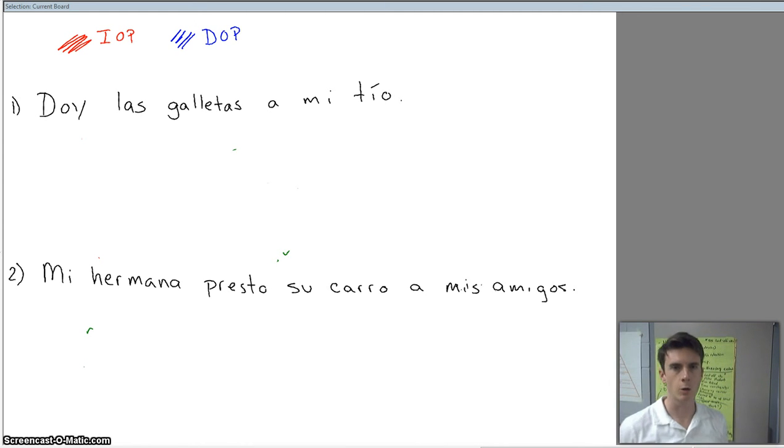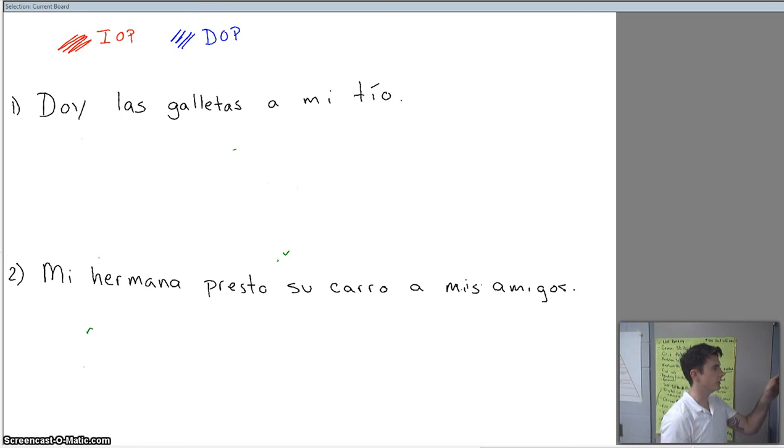identify our IO, our indirect object, and our DO, the direct object. Remember from the last chapter, direct object is what is being acted on. So take a look at the first statement. Doy las galletas a mi tío. Can you take a look and see what is being acted on?